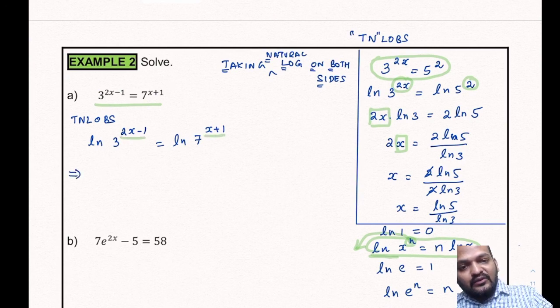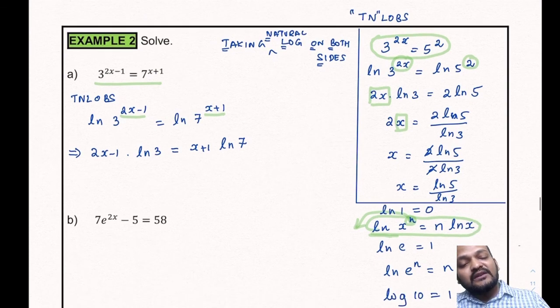The power here is also going to come down. So now I am going to have 2x minus 1 times ln of 3. Remember, ln of 3 is a constant, equals x plus 1 times, that's x plus 1 is a power, so it's going to come down, times the ln of 7. Remember, ln of 7 is also like a number, a constant.